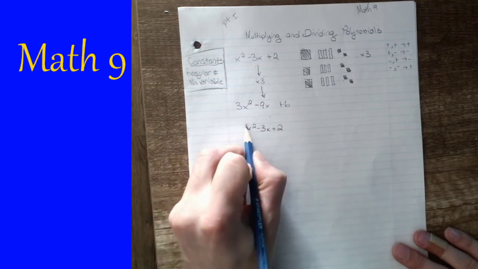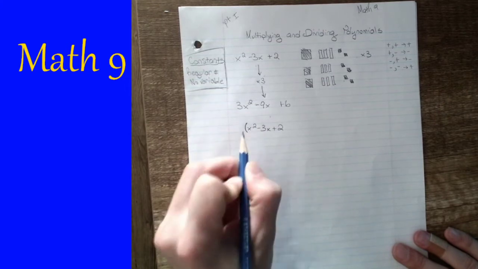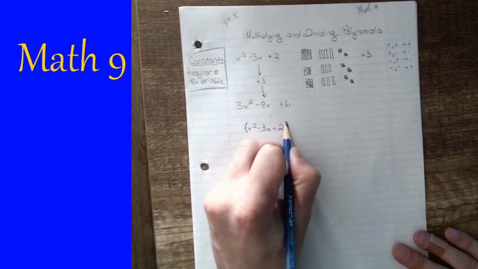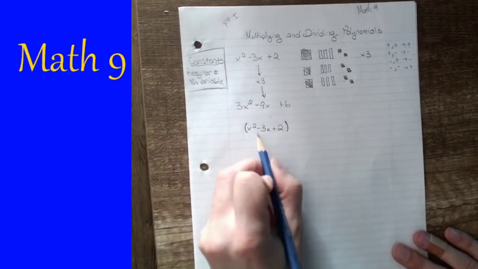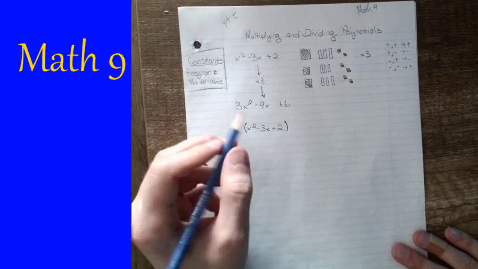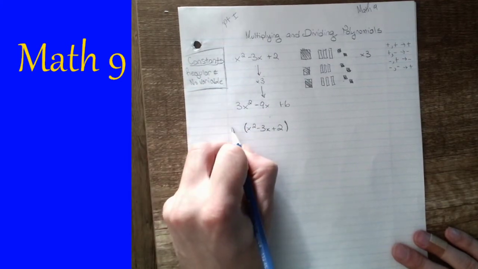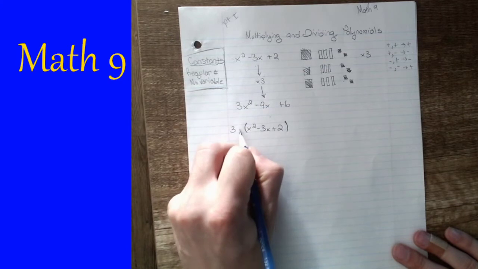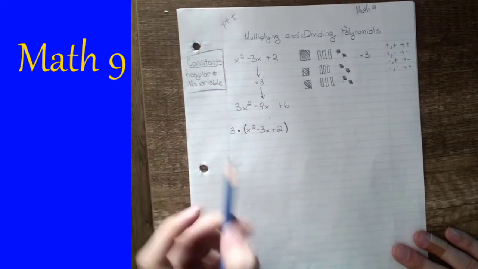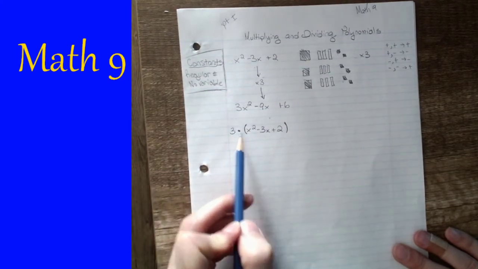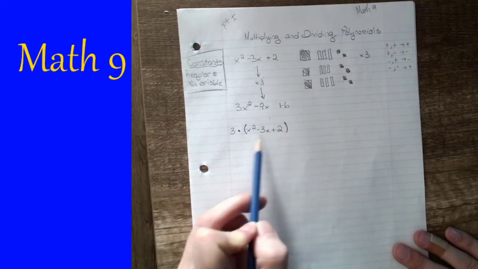Usually that's going to be in brackets. That will symbolize I'm going to do something to this whole expression here. And what I'm going to do is I'm going to multiply it by 3. So sometimes we'll see it written like this. 3 times all of this.